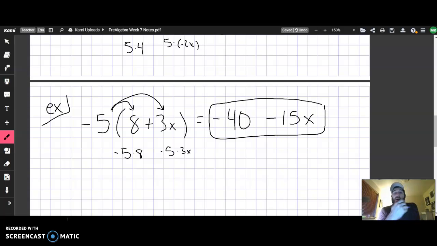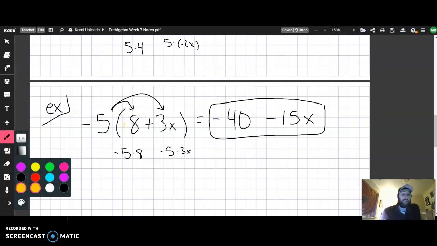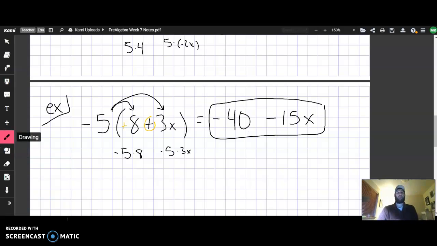So notice our answer had both the 40 and the 15 negative, and the reason we were able to get that is because both the 8 and the 3 are positive. And a negative times a positive is a negative. And that negative 5 is being multiplied by both the 8 and the 3. It's being distributed to everything inside the parentheses. And that's the hardest part about the distributive property, is remembering that it actually gets multiplied by everything.